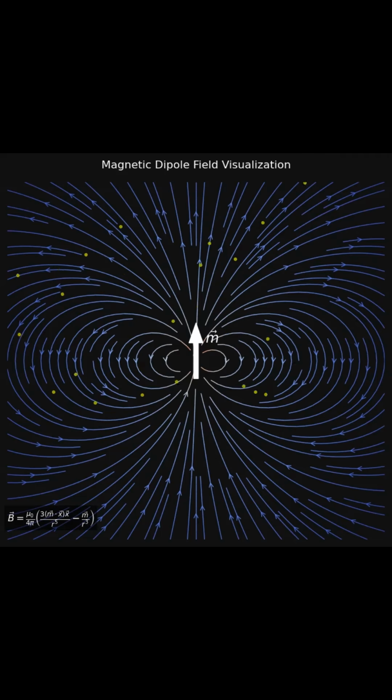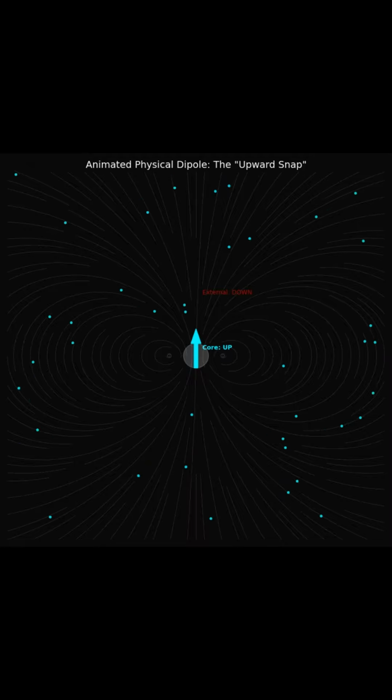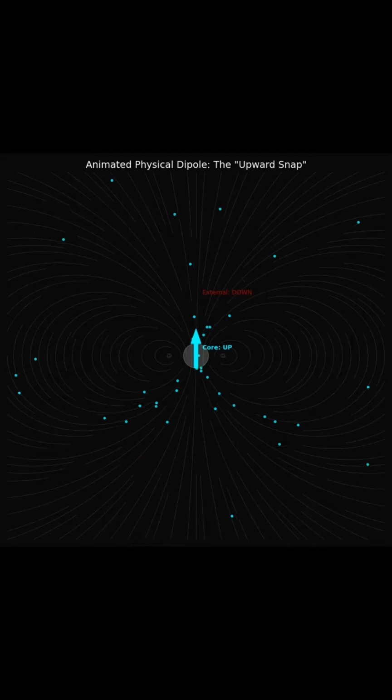While the field outside the magnet flows downward from north to south, the field inside shoots upward with incredible intensity to complete the circuit. This ensures that every line exiting the North Pole eventually returns through the center, fulfilling the fundamental requirement that there are no sources or sinks in magnetism.